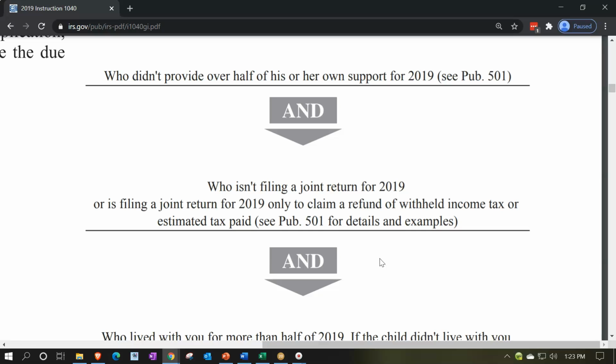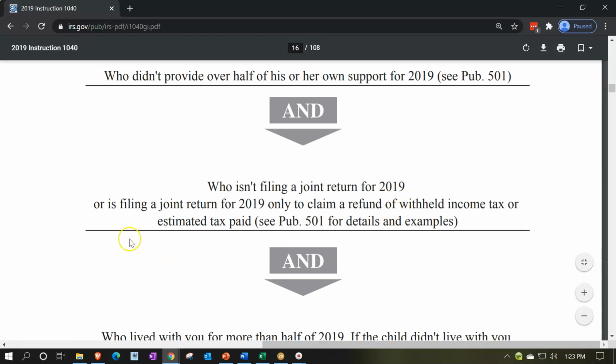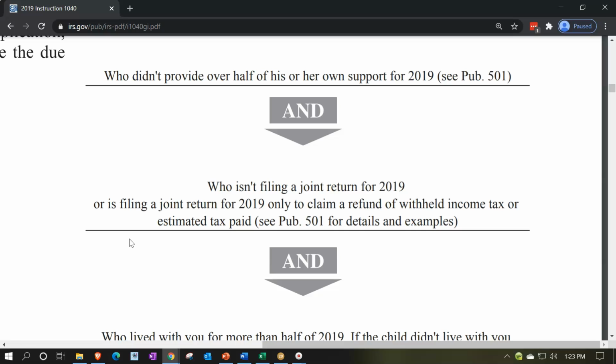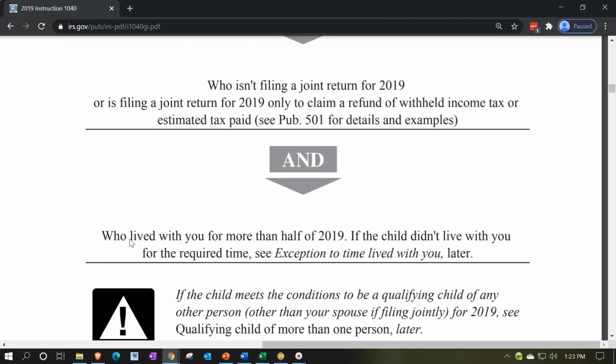the 2020 filing season and looking at this in the 2020 instructions, meaning they can't be married filing joint and then claimed on someone else's tax return unless it's an unusual situation, or is filing a joint return for 2019 only to claim a refund or withheld income tax or estimated tax paid. So if that's the situation, you might want to see publication 501 for details on that.